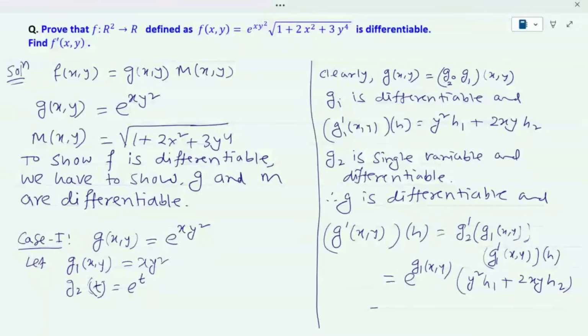So e to the power g1(x, y) is e to the power x y squared, so e to the power x y squared times (h1 plus 2xy h2). So this is the first derivative.